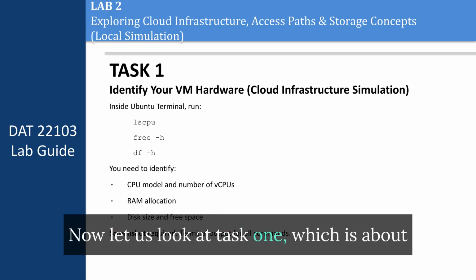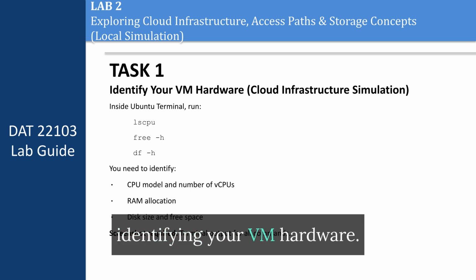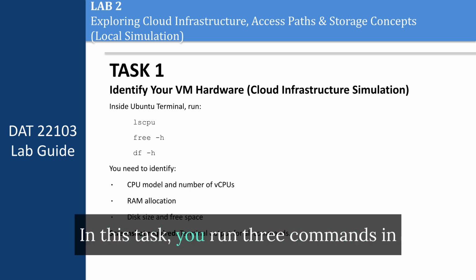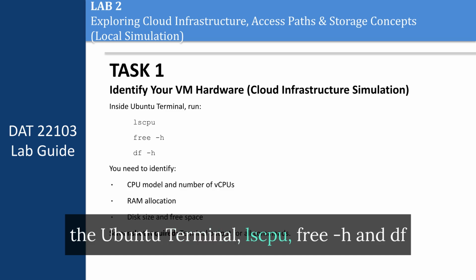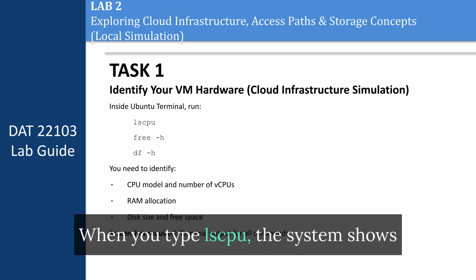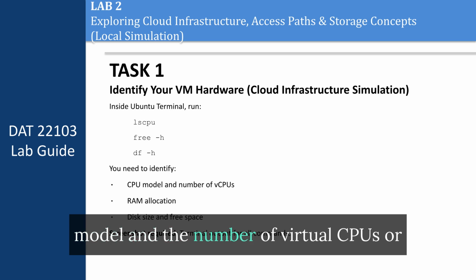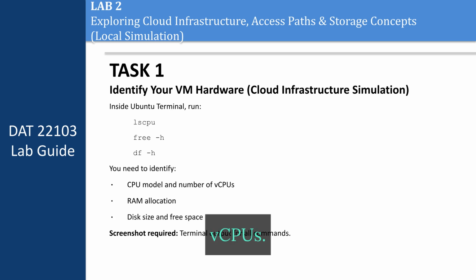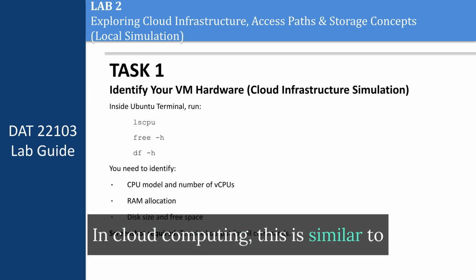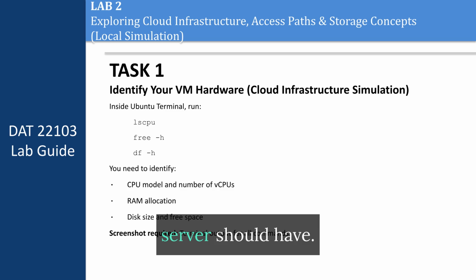Now let us look at Task 1, which is about identifying your VM hardware. In this task, you run 3 commands in the Ubuntu terminal: lscpu, free -h, and df -h. When you type lscpu, the system shows information about the CPU, including the model and the number of virtual CPUs, or vCPUs. In cloud computing, this is similar to choosing how many CPUs your cloud server should have.